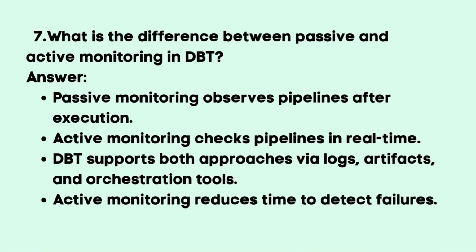What is the difference between passive and active monitoring in DBT? Answer: Passive monitoring observes pipelines after execution. Active monitoring checks pipelines in real time. DBT supports both approaches via logs, artifacts, and orchestration tools. Active monitoring reduces time to detect failures.